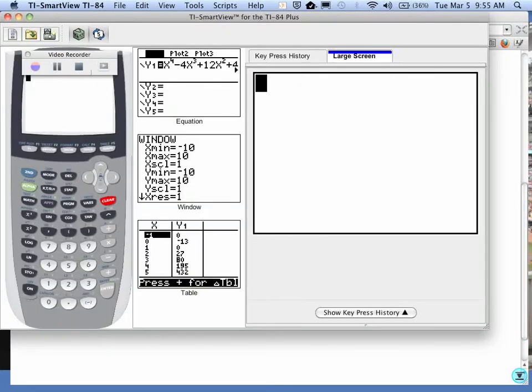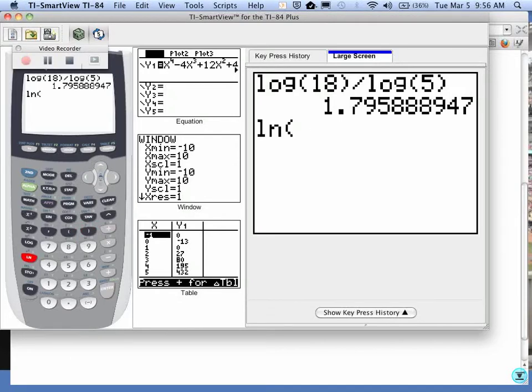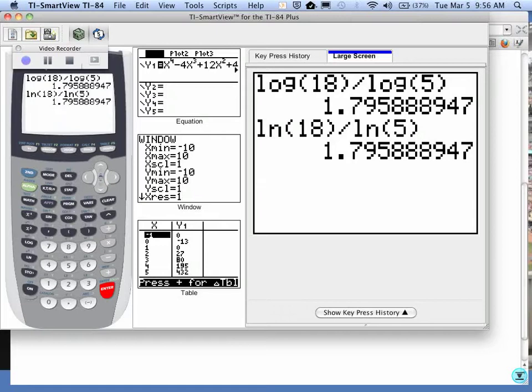If I do log of 18, when you hit the logarithm button, either one, it gives you the parentheses. You have to make sure you close it before you divide by the log of 5. Or somebody else might be hitting the ln of 18. Close it before you divide by the ln of 5. So notice I get the same decimal. The only issue is closing it on that first logarithm.